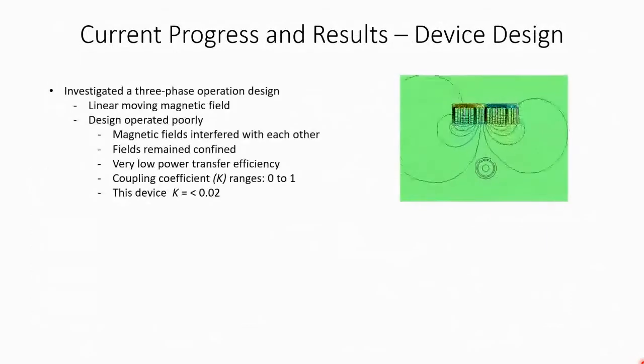We also went through a device design optimization stage, where we initially investigated a 3-phase operation device, as shown in the video. It consisted of a linear moving magnetic field inspired by the linear induction motor. However, the design operated very poorly. The magnetic fields interfered with each other, and the fields remained confined, as we can see in the video. This produced a very low power transfer efficiency. The coupling coefficient, which is a good means of measuring the power transfer efficiency, ranges between 0 and 1. This device produced a coupling coefficient of less than 0.02.